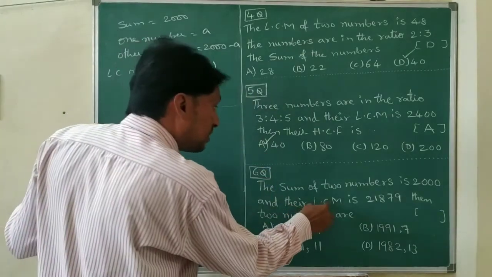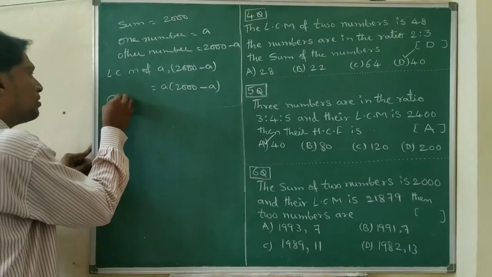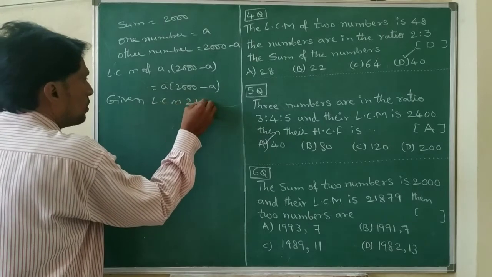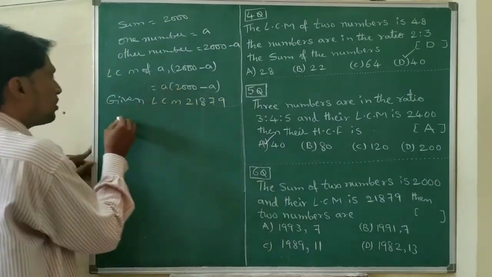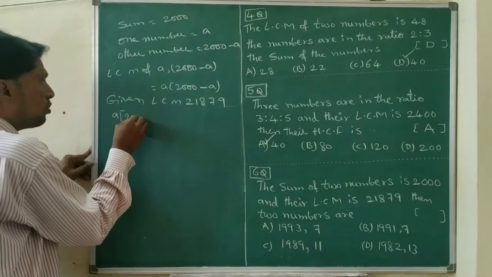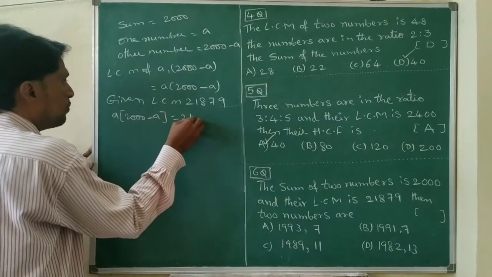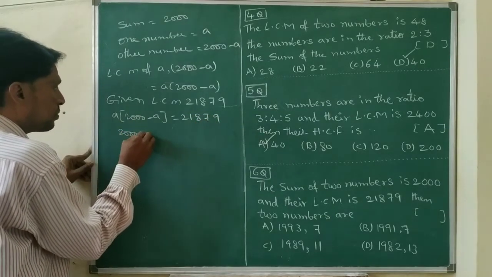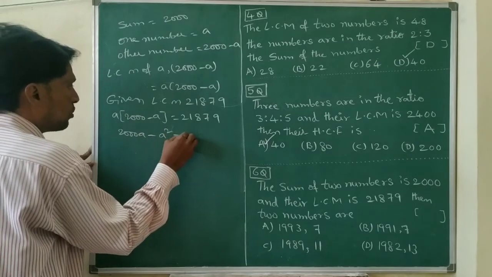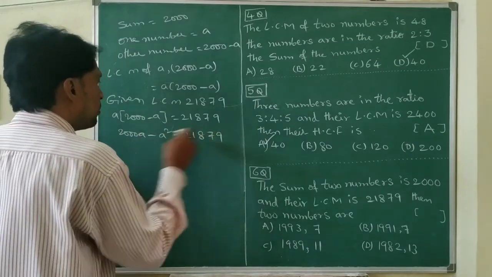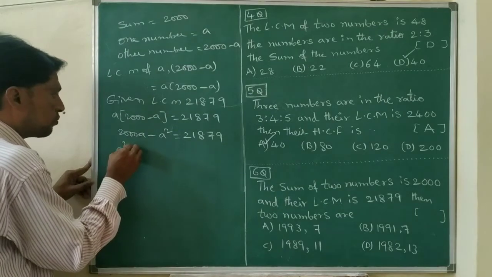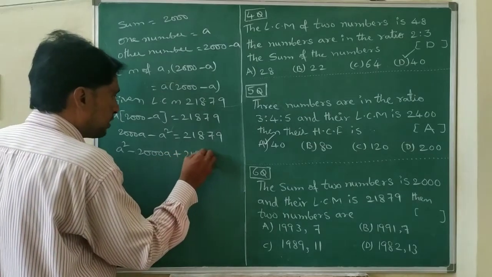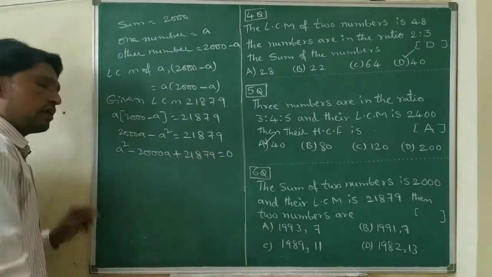But here, what is given? LCM is given, so LCM equals 21,879. So we got here LCM: A of 2000 minus A equals 21,879. So 2000A minus A square equals 21,879. All these terms you have to transpose: A square minus 2000A plus 21,879 equals 0. It is the quadratic one.